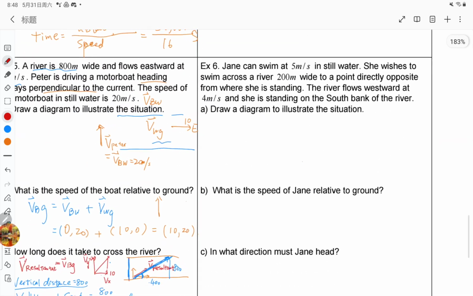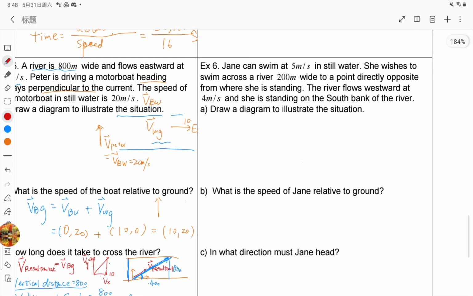And let's see, okay, so swimming. Swimming is similar to the boat and the water, right? So Jen can swim 5 meters per second in still water. So this is our V boat water.